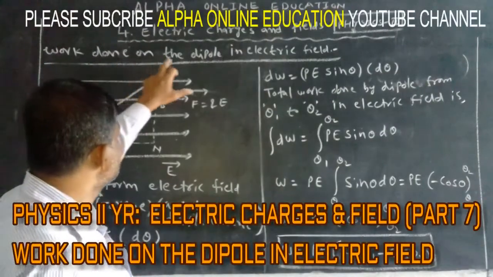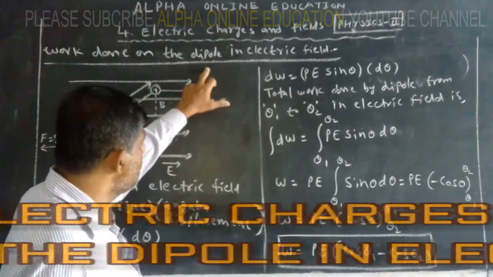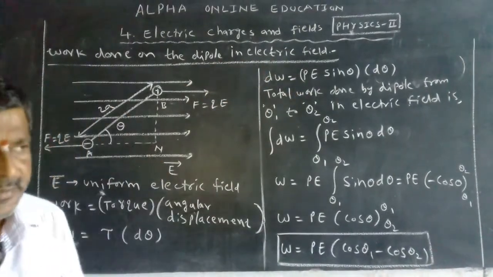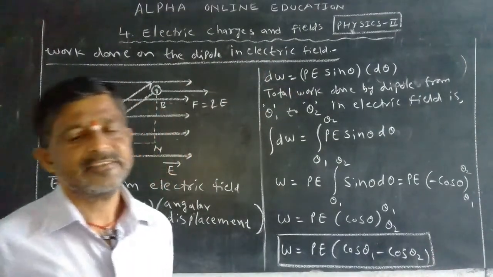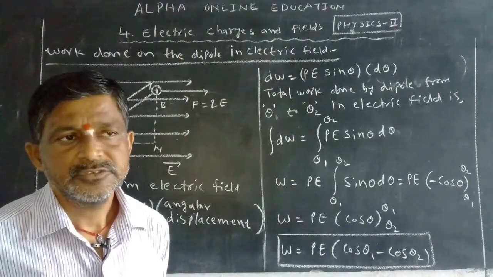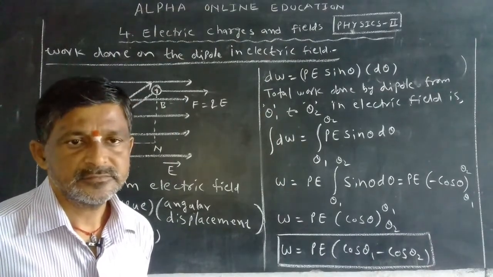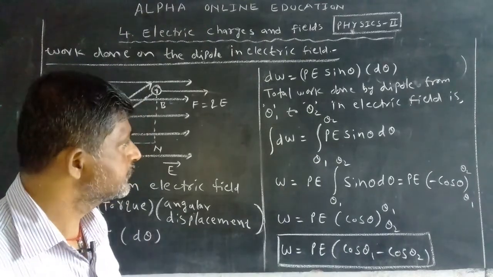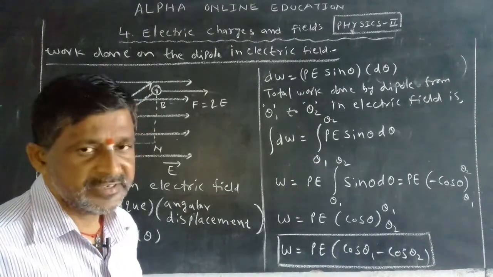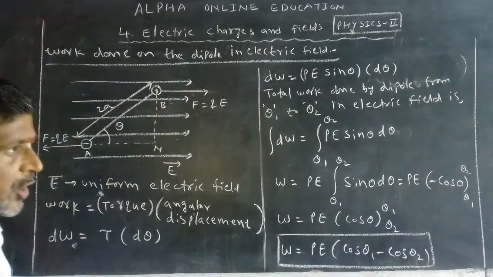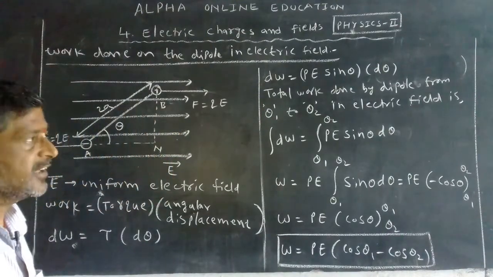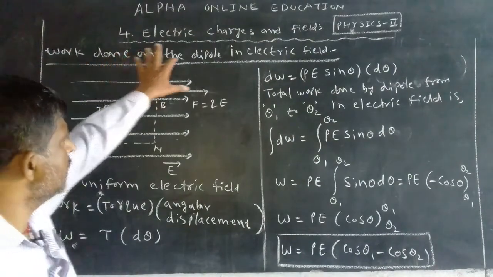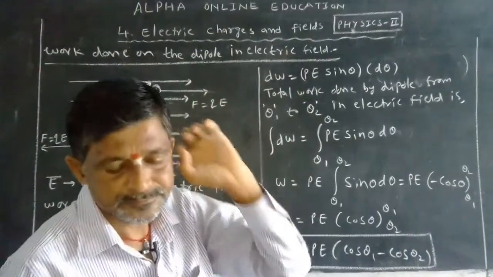Work done on the electric dipole in a uniform electric field. This question we got in examination one time, so practice this clearly. Now let us see how we can get the final equation. Work done on dipole in the electric field.